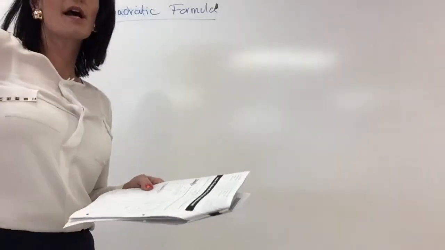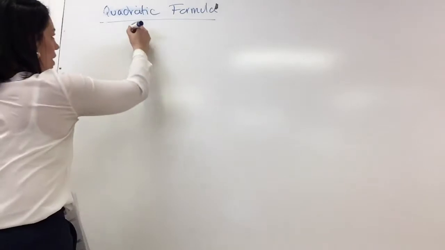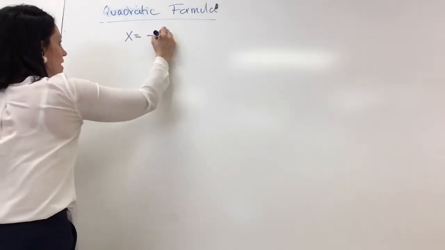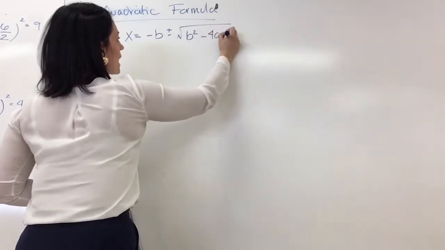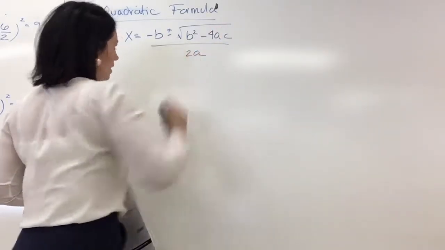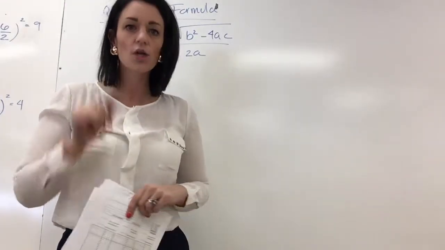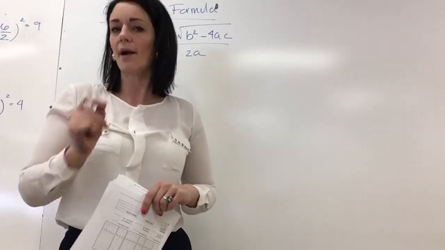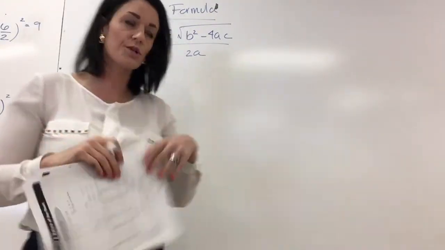Okay, next we're going to do a video on the quadratic formula. I think most of you already know it. So x equals minus b plus or minus the square root of b squared minus 4ac all over 2a. My number one tip when you're using the quadratic formula is to take your time. It is very error prone. Tiny little mistakes with pluses and minuses, so just take your time.